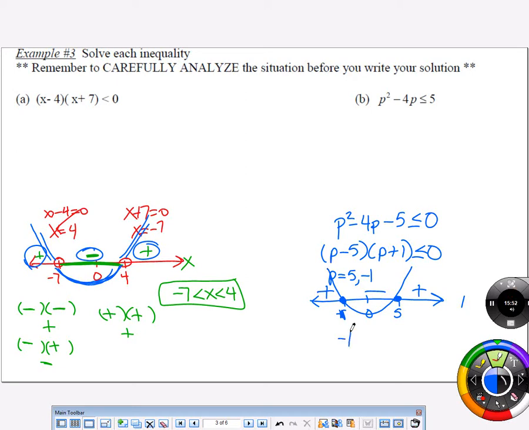-1 is less than or equal to p, which is less than or equal to 5. Good. Okay. Again, because she chose this area here, because we were looking for when it turned out to be less than or equal to 0.